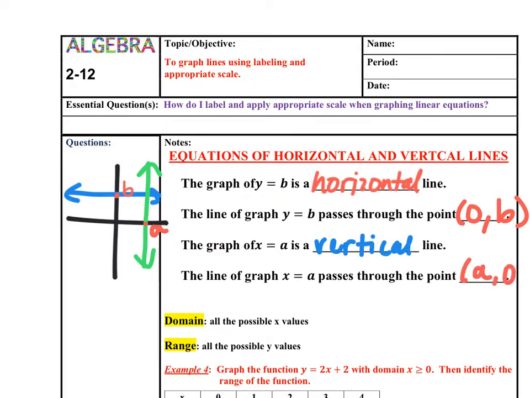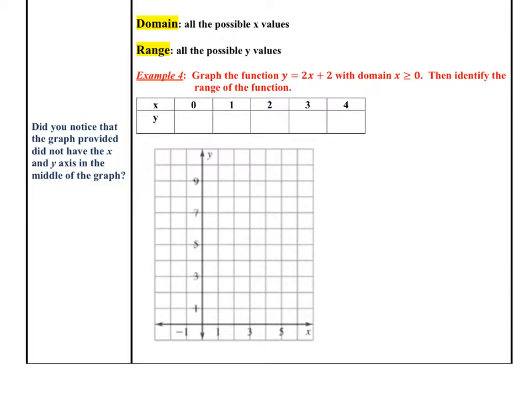a, 0. The y is always 0 on the x-axis. So your y value would have to be 0, but the a is whatever number you go through. Hold on. So that means that we are not using any negative values for x, which is why you don't see any in the table. It's saying, I only want you to find the y values for things greater than 0.